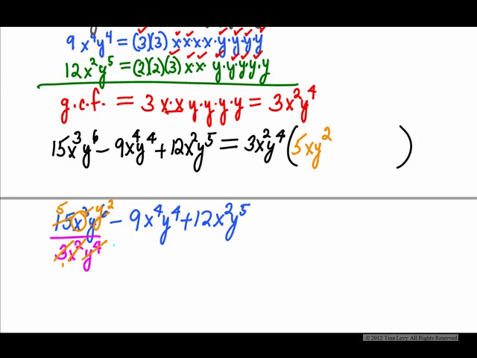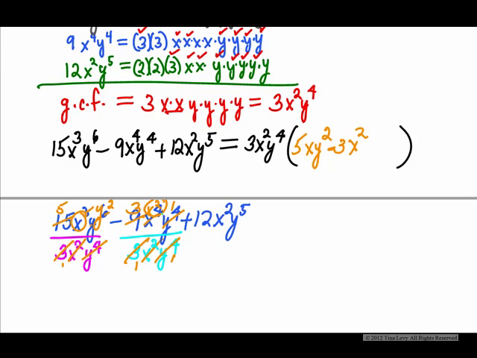Now the second term, negative 9x to the 4th y to the 4th, I divide by 3x squared y to the 4th. I see that 3 goes into that 3. X squared, 2 x's from this makes it x squared. Y to the 4th cancels, so we have minus 3x squared.